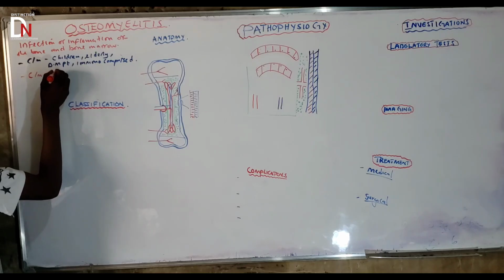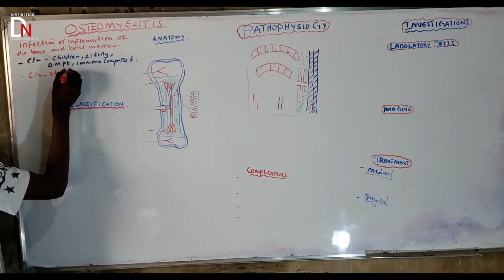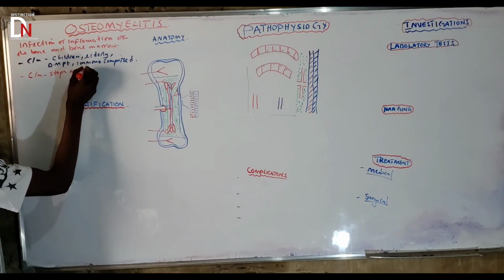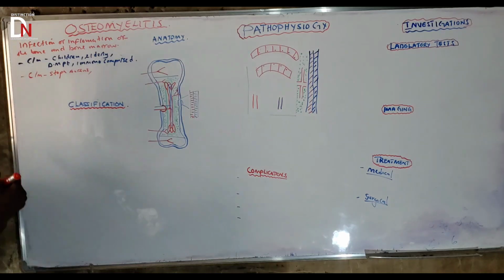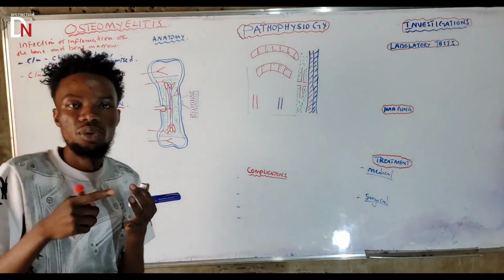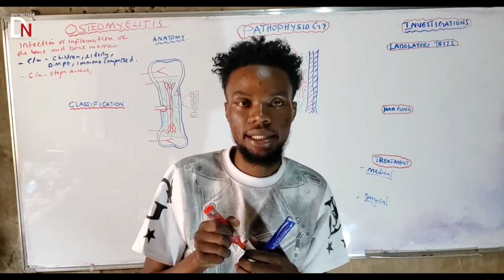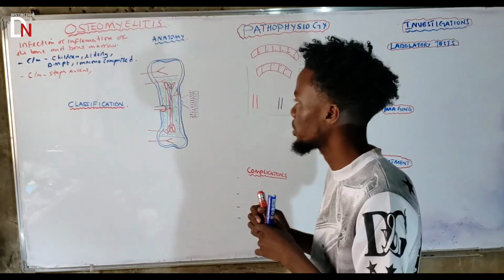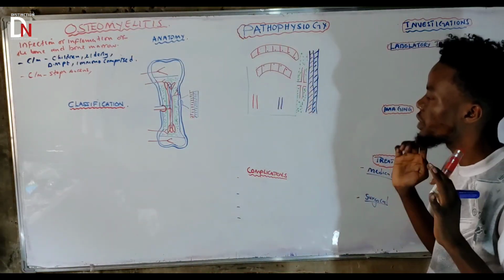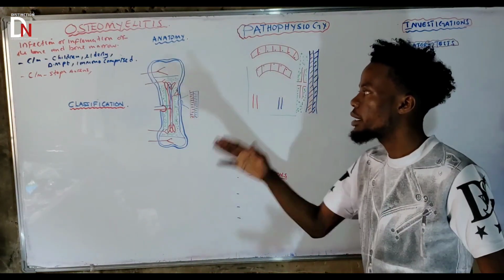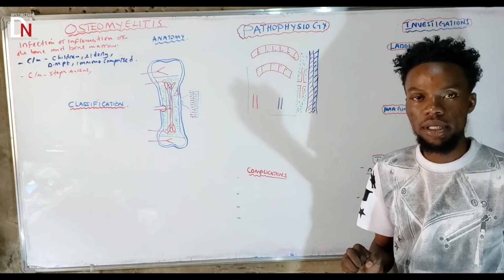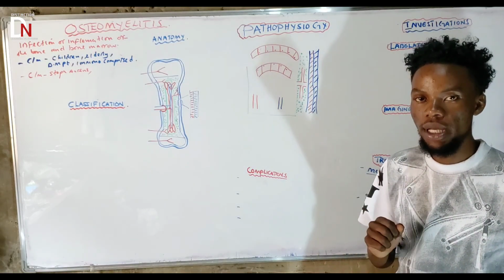We are saying Staph aureus. Very important word: agent. Staph aureus affects about 60 to 90% of cases. Very important to take note of that. In 60 to 90% of cases, you are going to find that the microorganism affecting a patient with osteomyelitis is Staph aureus.